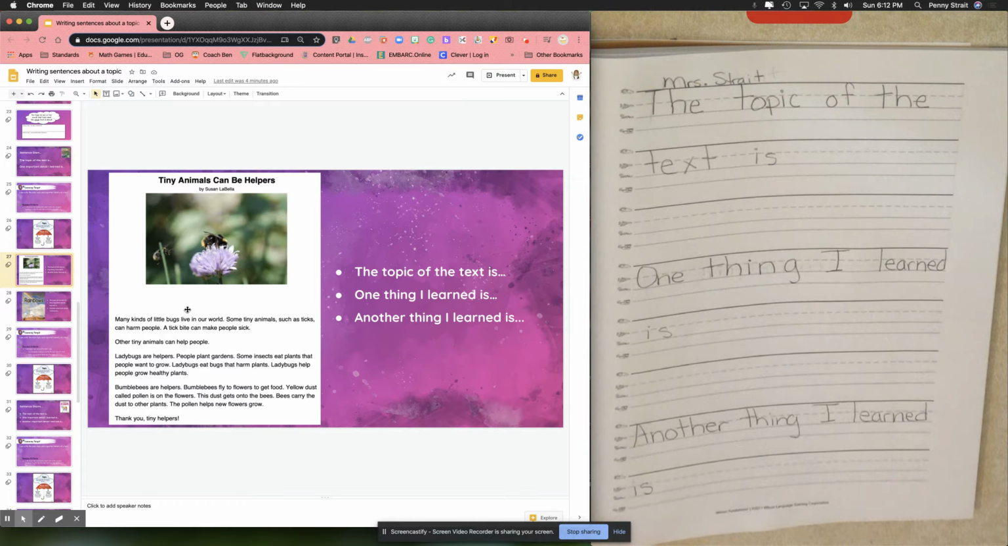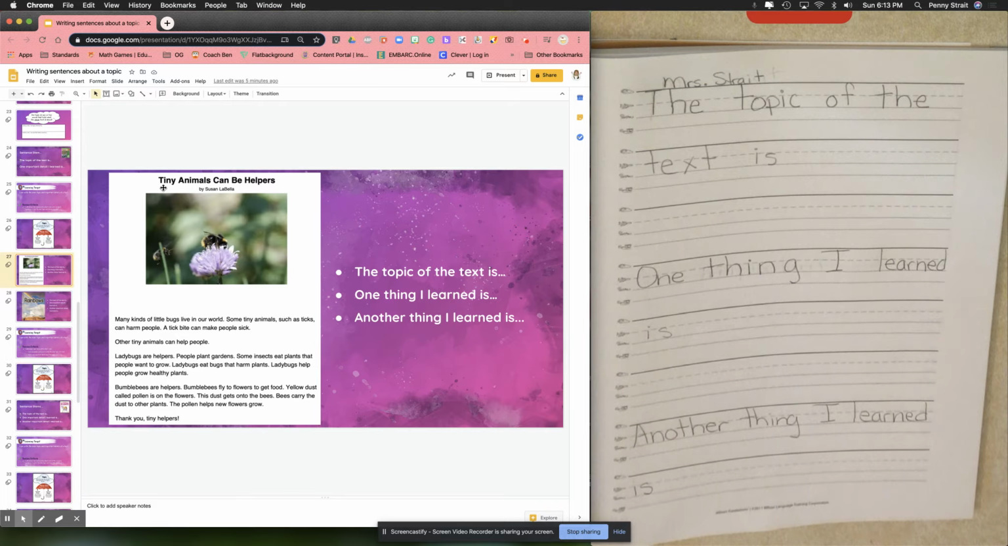Today, we're going to read this article, and we're going to work together to come up with the topic of the text. One thing I learned and another thing I learned. These things I learned are the details. Then you're going to go back to Seesaw and do the same thing for the book we read in Reading Workshop. Remember, we read Rainbows, so pay close attention. And when I say pause the video, make sure you pause it and really be thinking about what's the topic and what are those key details.